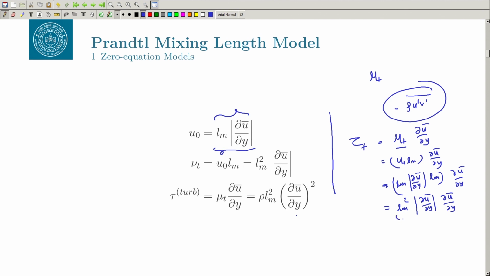Okay. So this quantity, as you see, is a positive quantity, and your stress will depend on the direction of the velocity gradient, which is what we have been talking about, that it depends on the mean flow velocity gradient. And this mu t is basically a positive quantity. Of course, you have to multiply by rho here, because mu t is rho nu t. So it will be rho L m square del u by del y, times del u by del y.